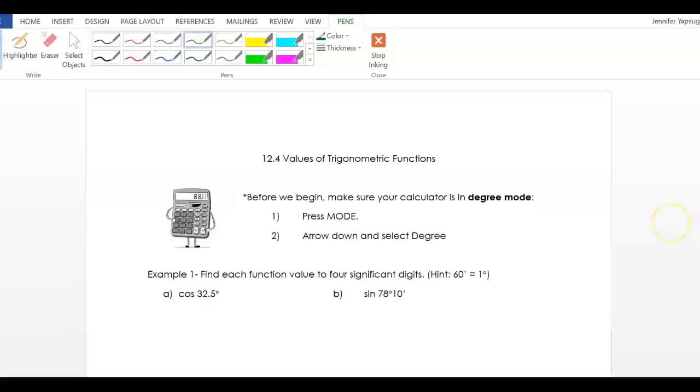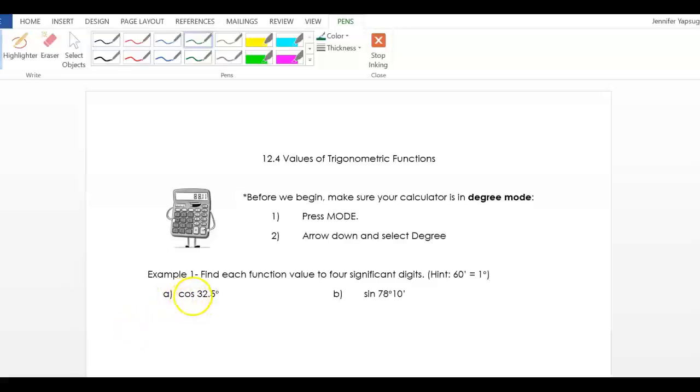When we want to find the value of a trig function, in the past, people had to consult tables and look up what each of these trig function values were for a given angle. But now that we have calculators, we can find the answer very quickly. So let's take a look at the first example.